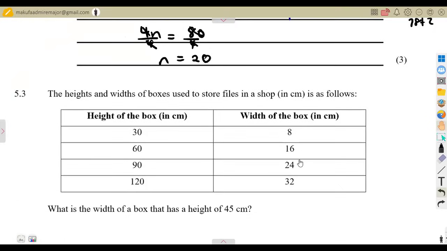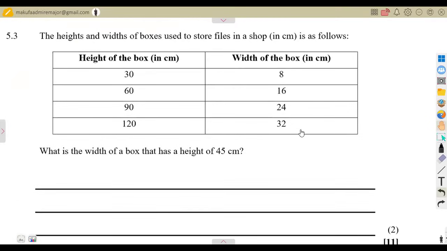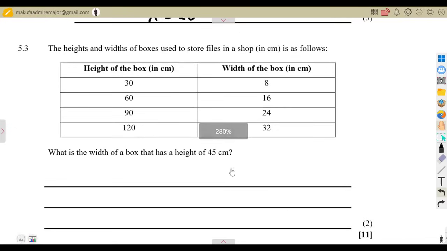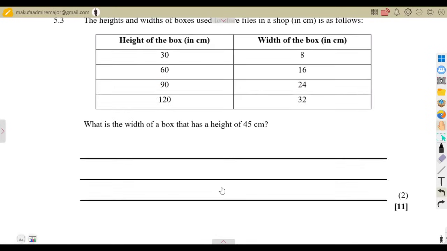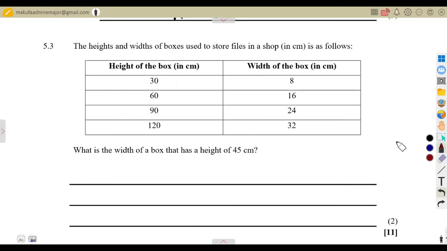5.5.24. 5.3, the heights and width of boxes used to store files in a shop in centimeters is as follows. So these are the heights and also the width in centimeters. What is the width of a box of a height of 45 centimeters? Again, this type of a question, it's a proportion type of a question, all right? It's a proportion type of a question where you can say that 30, which is the height, corresponds to 8 as the width.